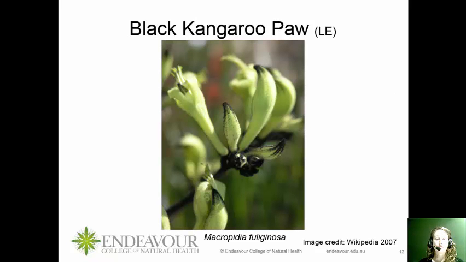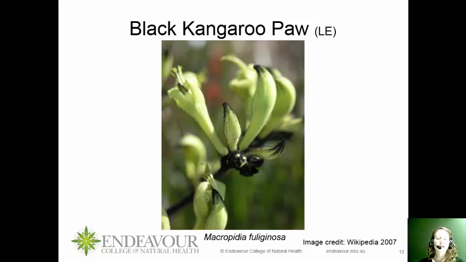Black kangaroo paw. What an unusual flower. It's one of the only flowers that is truly black in colour. Unusual to get that in a flower. And think of the doctrine of signatures. When you think of black, think of a black in the human body. You know, we're thinking about perhaps toxicity or where there is death to a tissue, for example.